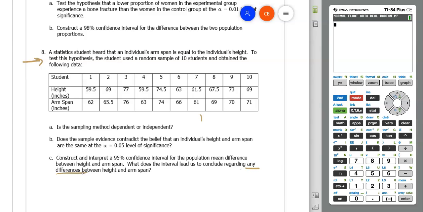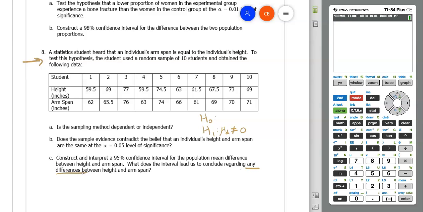And the idea is that since we're just looking for any kind of a difference, in our alternative hypothesis we're going to be doing a two-tailed test where there's just any difference. Basically we're checking whether the average difference is something other than 0. If it's negative, then we could say perhaps that the arm span tends to be more than the height, or if it's positive, we could say that the height tends to be more than the arm span. But here we're not trying to go one way or the other, we're just trying to say that there's a difference.